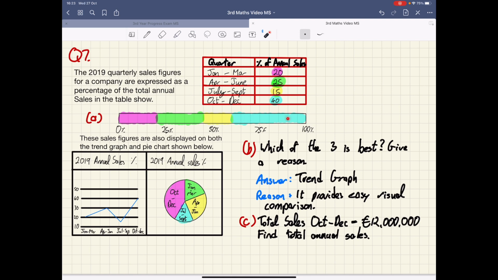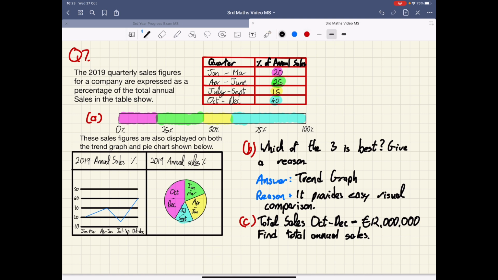I didn't color coordinate, sorry, lads. So these colors have nothing to do with these colors. Things you only notice afterwards. But anyway, the trend graph gives you everything that you need. You can see the values of each, and you can also see how they compare to each other, so you get an overall trend.